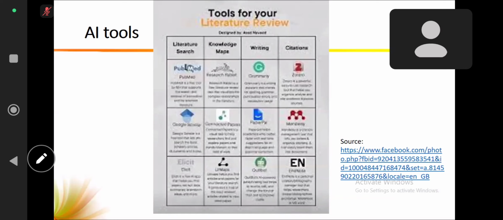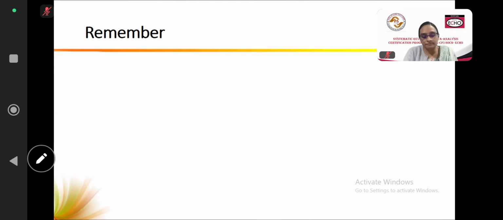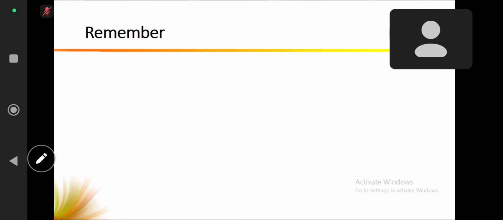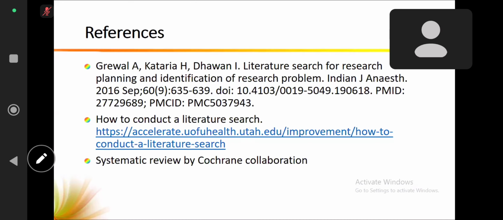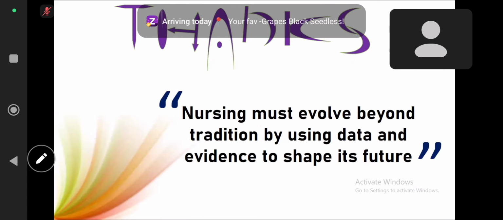My slides are visible. Yes, ma'am. So finally, I would like to end my presentation by stating that searching for systematic reviews is not easy. At the same time, it is not that difficult either. You can gain mastery by practicing. Practice it, you will learn. Practice and apply. Practice and apply. Definitely, you will be able to have mastery over the search strategies, developing search strategies, running the search, and all this. These are some of the references, and thank you.